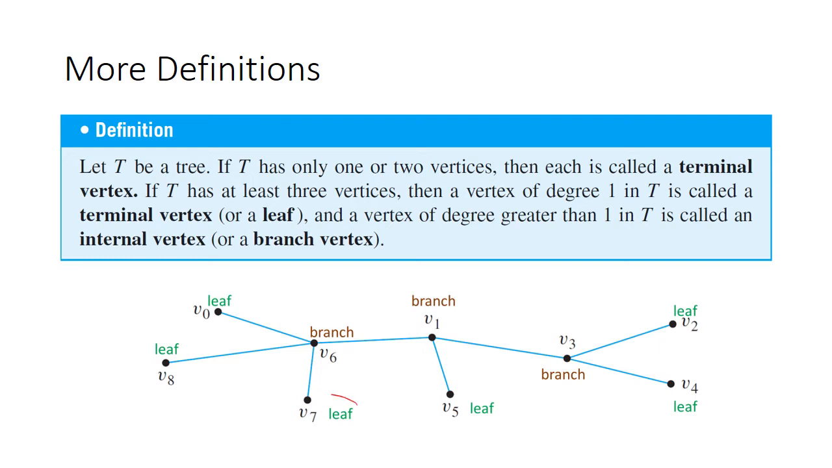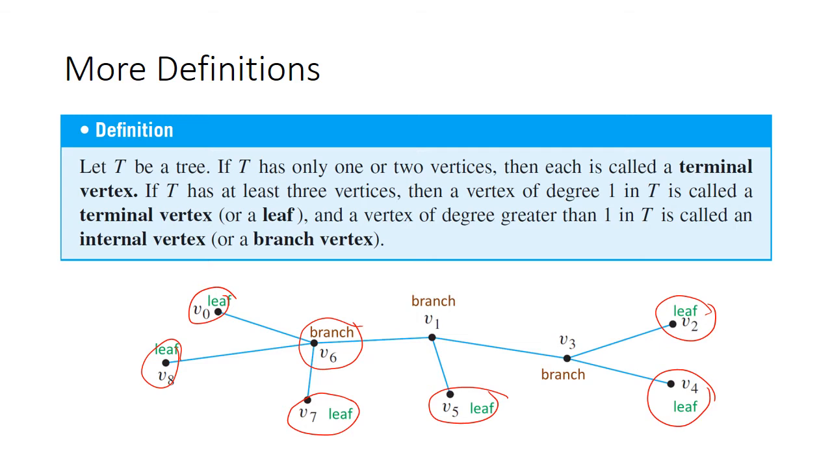The leaves are just the ones that stick out of the ends of the tree like this. So those all have degree 1. And then the branches are the ones that are inside of the tree, so they have degree 2 or more. So these are the branches right here.